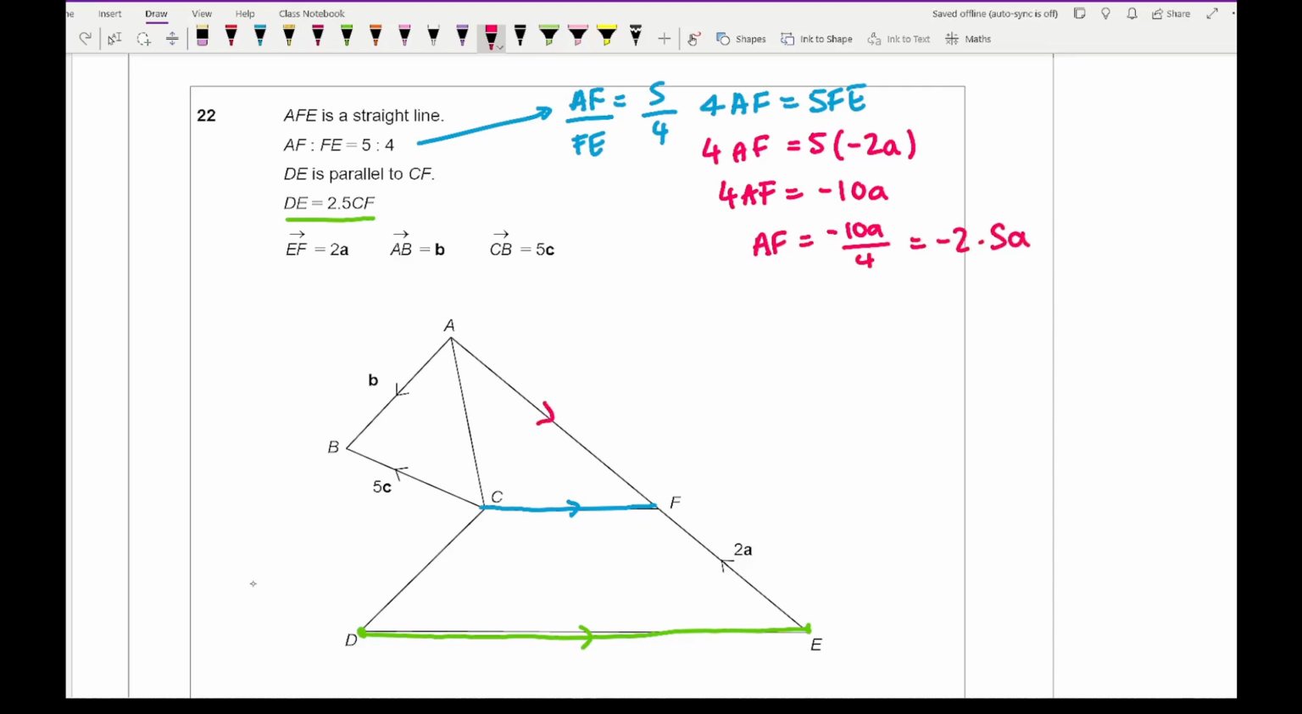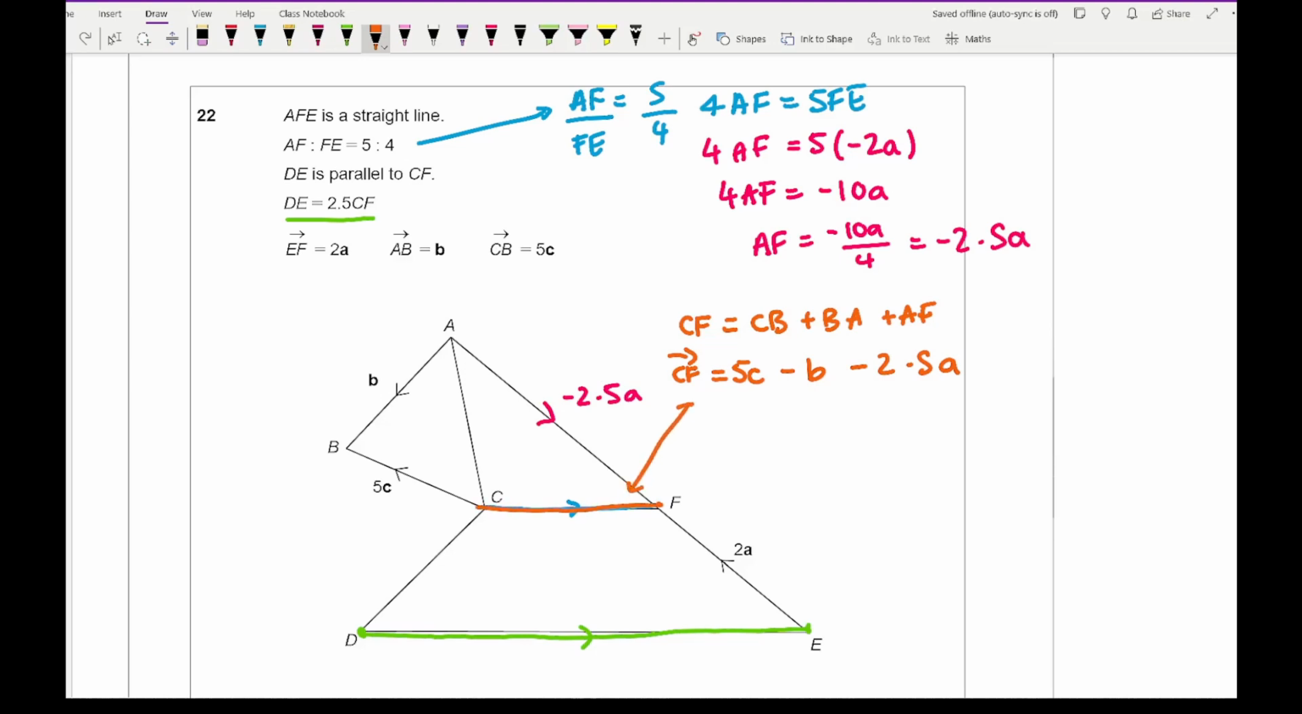So AF, I can write on the diagram as being minus 2.5A. Then from this I can work out what CF is going to be. Well, CF is going to be going from C to B, then B to A, and then A to F. Now CB is 5C, and then BA is minus B, and then AF is minus 2.5A. Now I can't simplify that, so that is what CF equals. So that's what this line here is.